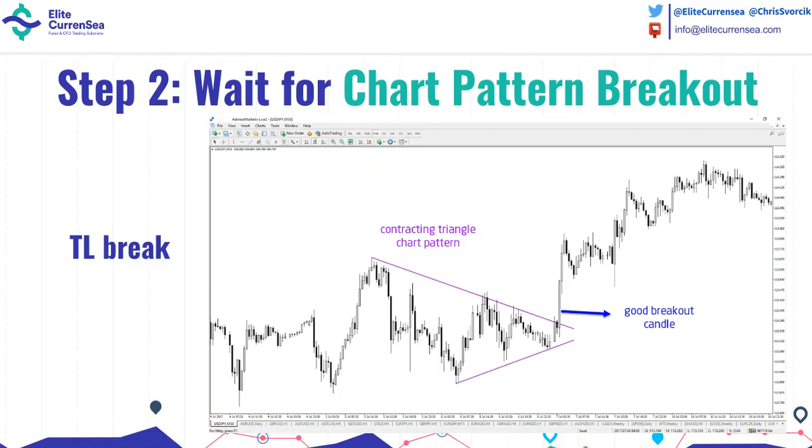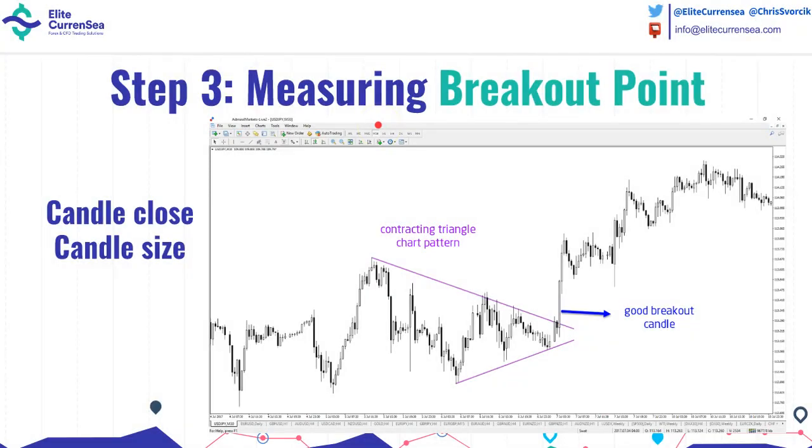Simply price pushing through the trend line. For instance, here you can see a contracting triangle chart pattern, price breaking through the resistance, making a bullish breakout. So when price is breaking through a trend line like that, this is a chart pattern break. Step 3 is measuring the breakout point, which means looking for a good candlestick breakout. That means a good candle close near the high for a bullish breakout, a good candle close near the low for a good bearish breakout, and a decent sized candle, not too small. Medium or above medium; larger, very big candles are fine.